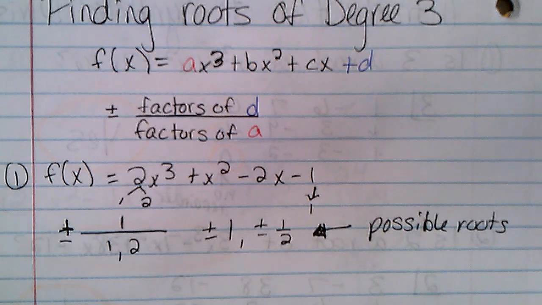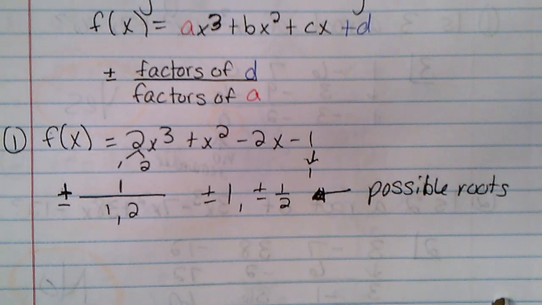Now, these are not all the possible roots. These are just the possible whole number and fraction roots. I talked a little bit yesterday about how sometimes it'll be really messy decimals. For synthetic division, you only check whole numbers and fractions. If it has a messy decimal, I'll show you how to get that at a later date.